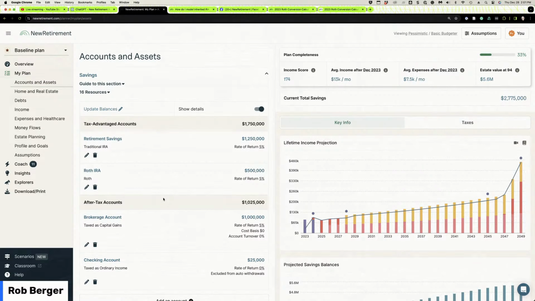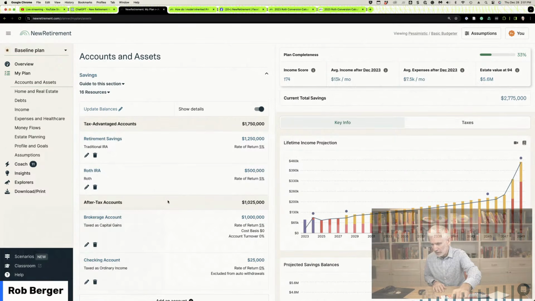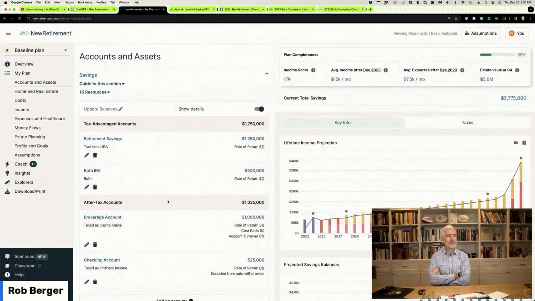I want to make an observation. It was an aha moment for me with New Retirement and with retirement planning software tools generally. Unless you have a very, very simple, straightforward financial situation, you're going to encounter things that you can't model perfectly, whether you use New Retirement or some other tool. There's just too many variables. And so you've got to get comfortable with close enough, I think.